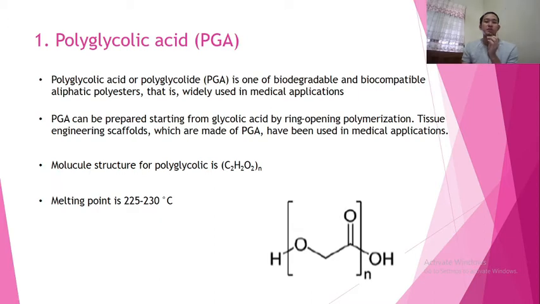So the molecular structure, as you can see, is C2H2O2, and of course it has n, which means the polymer. You can add the subunit, add it up, add it up, add it up. So n is the number you add. The melting point of the polymer is between 225 and 230 degrees Celsius.